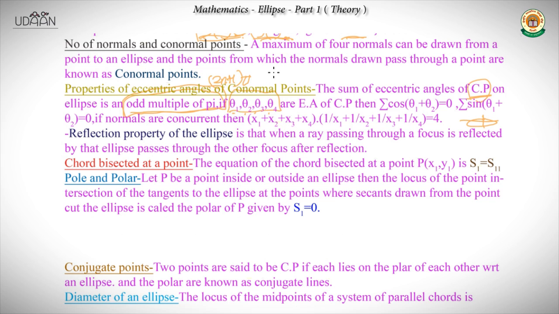Now, like the reflection property in a parabola, there is also a reflection property in an ellipse, which says that if a ray passing through one of the foci gets reflected from the ellipse, it passes through the other focus. So it's a very important property. Similarly, they can say that an elliptical mirror is given, a ray is passed, and they will not even directly tell that it passes through the focus.